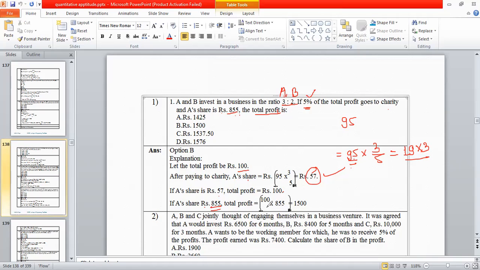So 100 into, इथं काय फॉर्म्युला असणार आहे आपला सांगा. 100 into 855 divided by 57. Yes. So calculate करा आणि हे अमाउंट येते का बघा. येते. Yes, it is 1500. Next example जाऊयात आपण.